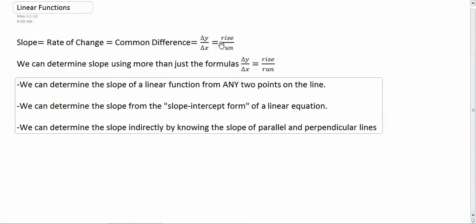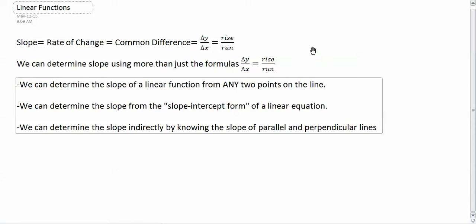Now, we also have two familiar formulas, delta y over delta x and rise over run. Remember that delta is just the scientific notation for change. So this is really change in your dependent variable, or your y variable, divided by change in your independent variable, or your x variable. So we can determine slope using more than just these two formulas, and that's what we're going to be taking a look at in this series of videos.